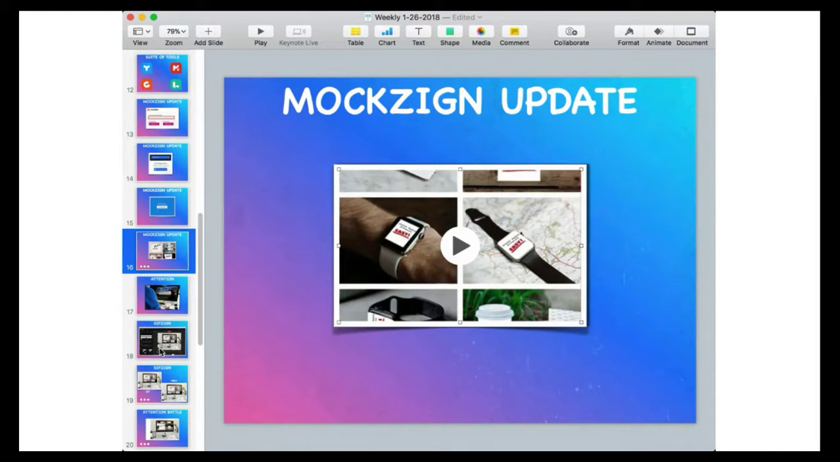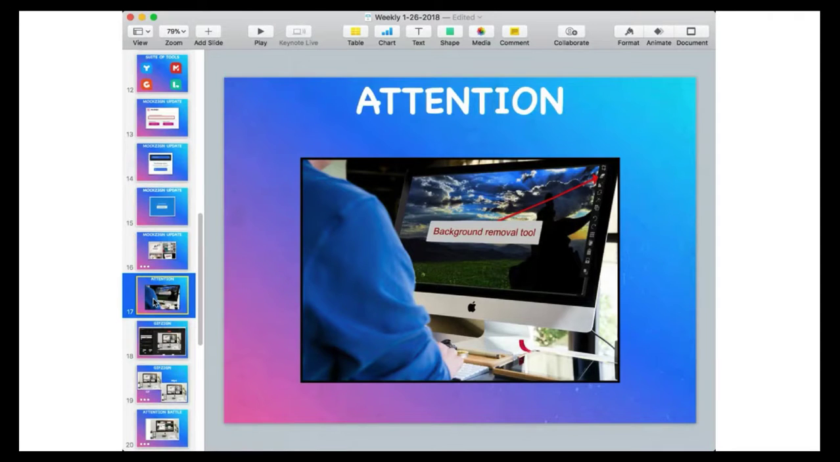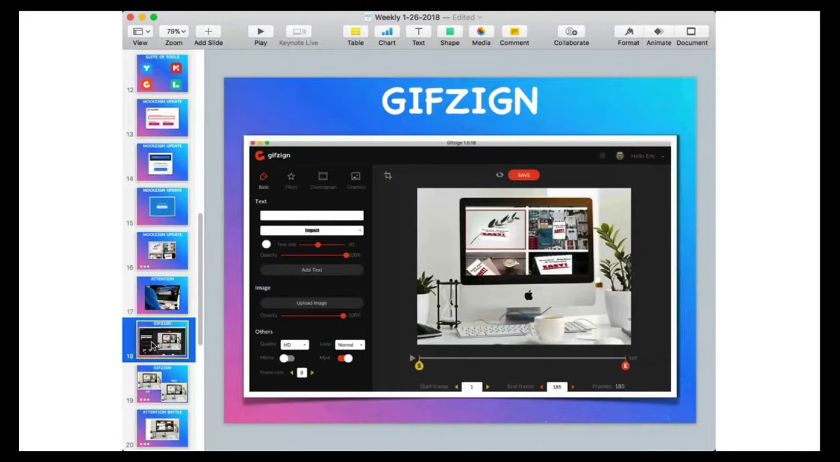Okay. The next one is, remember, we're in a battle for attention. The whole purpose of everything that we do, the whole purpose of marketing is to capture somebody's attention. Last week we talked about mock-ups being a way to capture people's attention. Today, I want to talk about GIFs being a way to capture attention. So we're going to play with GIFsign for a while today. Are y'all good with that?